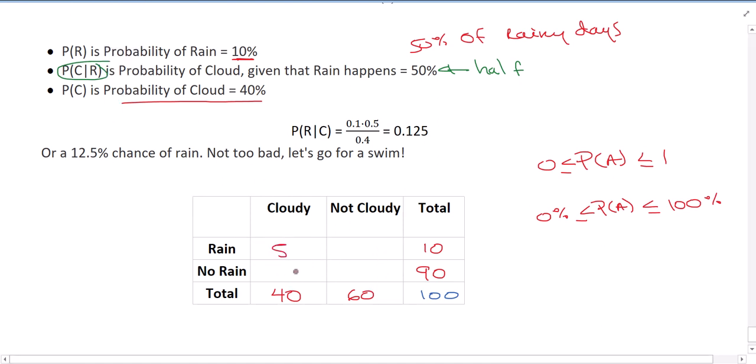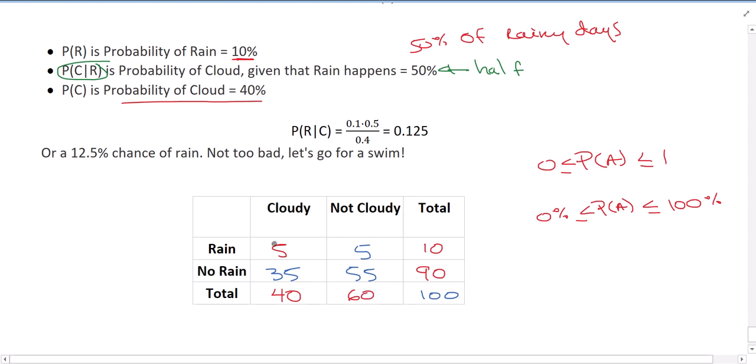And so now I think I have enough information to finish the chart, right? So let's finish the table. So 5 plus what gives me 40, right? 35. And then now that I have those, I can figure this out. 5 plus what gives me 10? 5. And then 35 plus what gives me 90? Or you can think 5 plus what gives me 60? And so that will be 55.